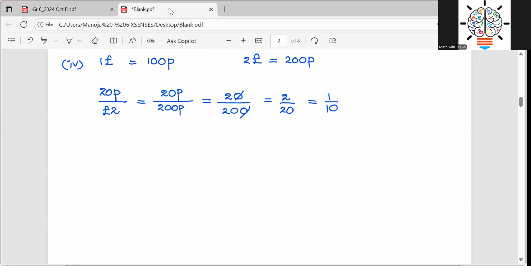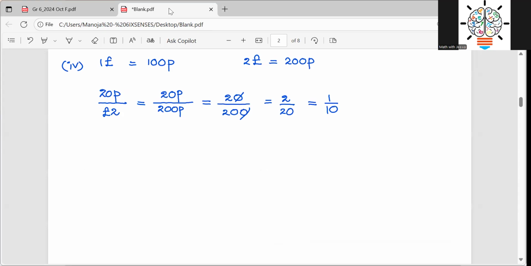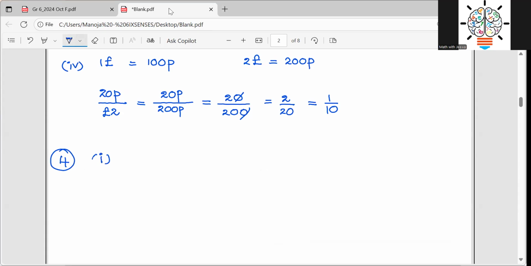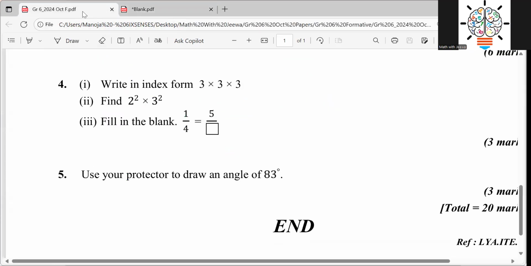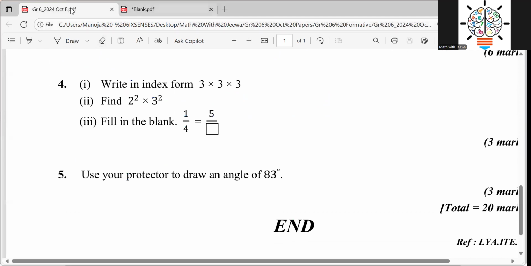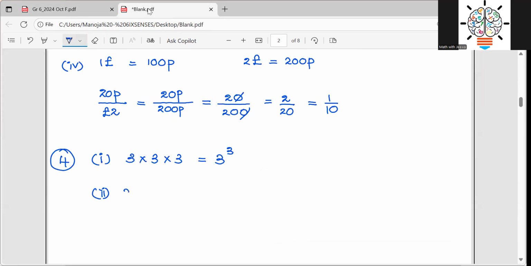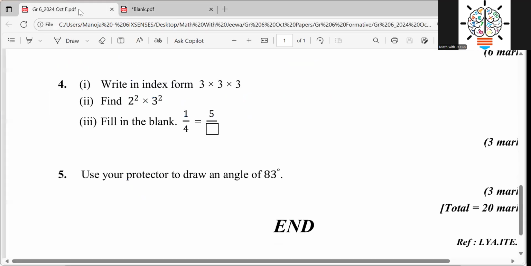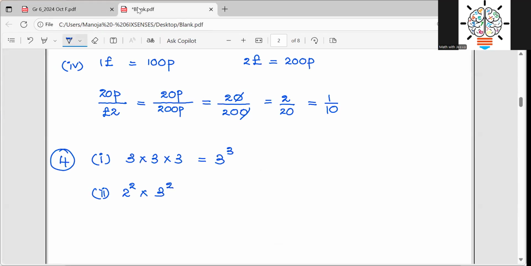And you want to write this as an index, right? Question number 4, Roman number 1. When you have 3 times 3 times 3, that is 3 to the power of 3. Okay. And then the next one, Roman number 2, what you are supposed to do, 2 to the power of 2 multiplied by 3 to the power of 2, right? 3 to the power of 2.